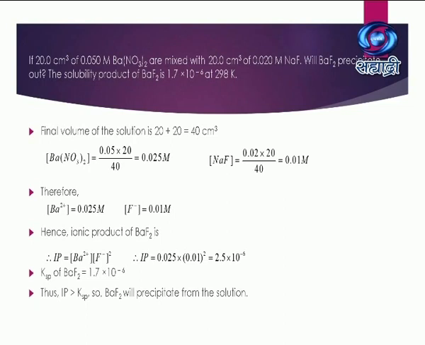Now compare with the given Ksp value. Ksp of barium fluoride is 1.7 × 10^-6. So Ksp is less than Ip, that is, the ionic product exceeds the solubility product. And so again barium fluoride will precipitate out from the solution.